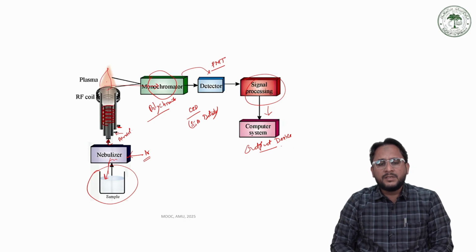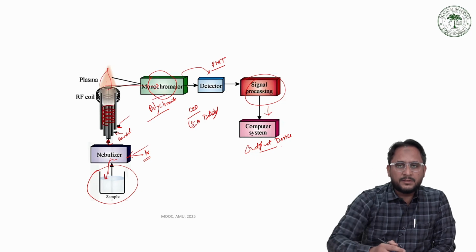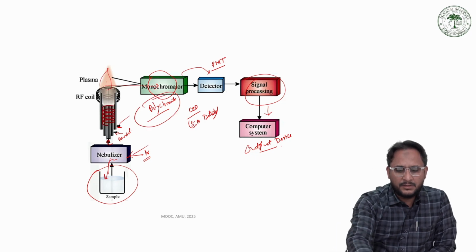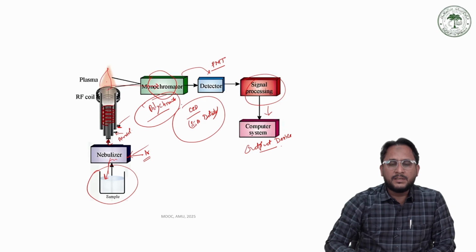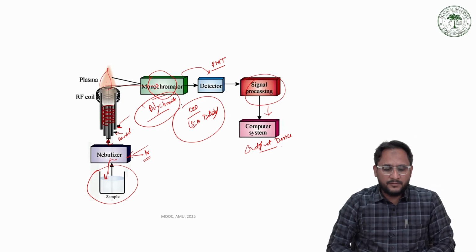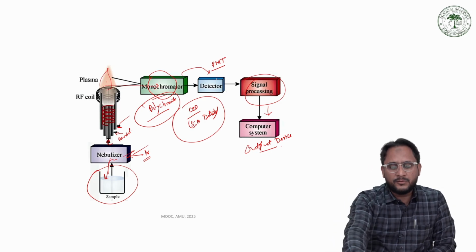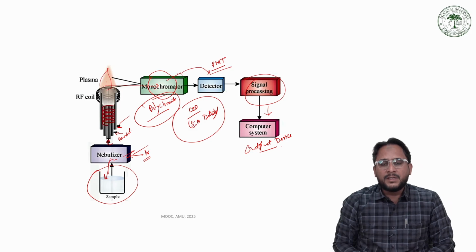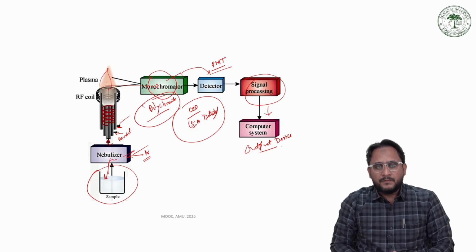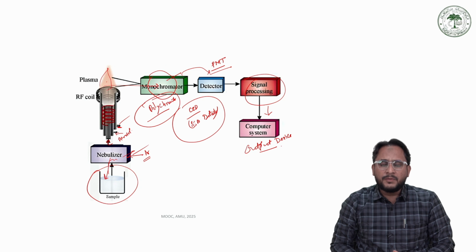In the next lecture we'll discuss all these components, and especially the polychromators and CCD devices in detail, because in the previous few lectures we have studied nebulizers, and we have also studied photomultiplier tube detectors as well as monochromators, but so far we have not yet studied the polychromators as well as these charge coupled devices, which are a part of solid state detectors. So that we'll discuss in our next lecture.